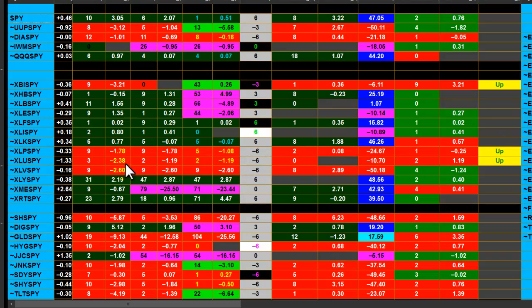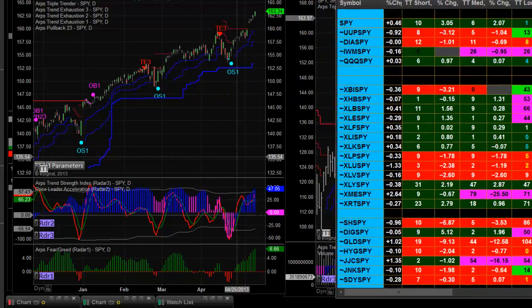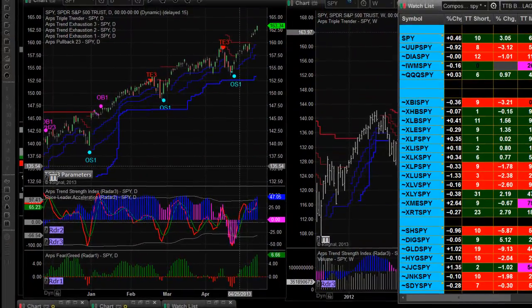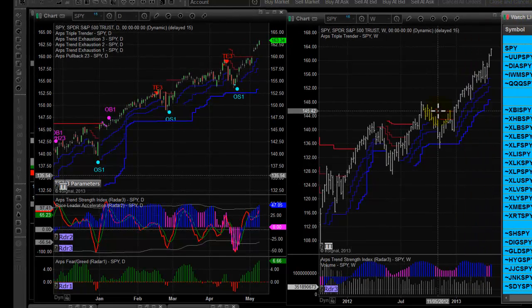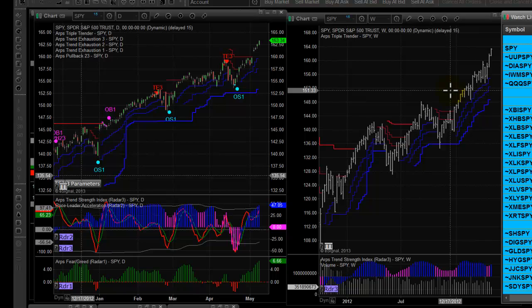And of the weak sectors, you can see we have consumer staples, utilities, and healthcare here are all negative 6s. And you can see they all have negative values in the radar 3 trend strength. So let me show you what these look like on a chart. And we can see what these synthetic symbols show us about the strength of certain sectors vis-a-vis the SPY. Let's take a look at the weak sectors first. Let's take a look at the utility sector.